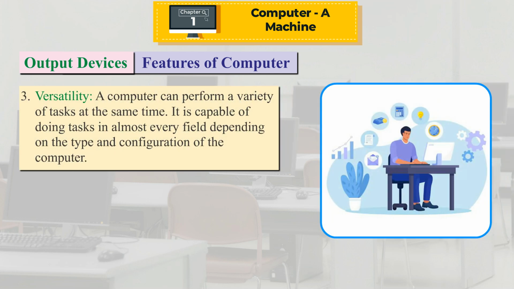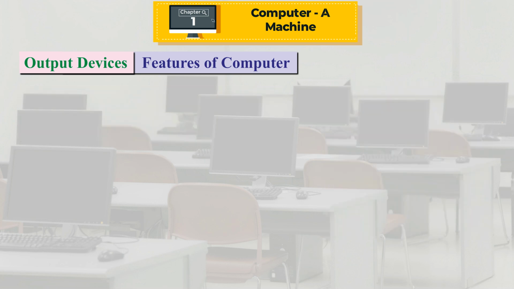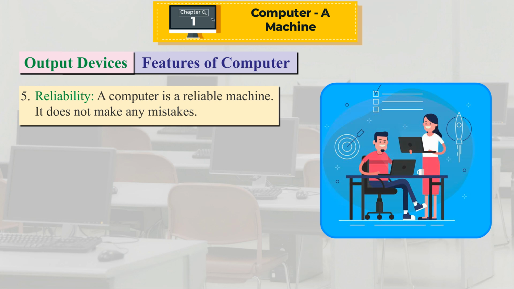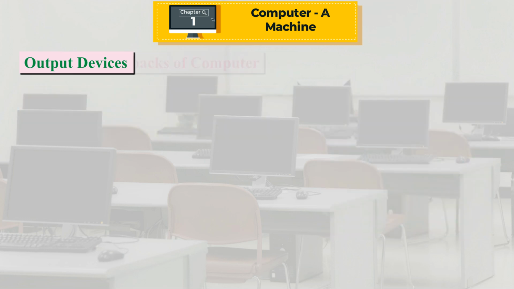3. Versatility. A computer can perform a variety of tasks at the same time. It is capable of doing tasks in almost every field depending on the type and configuration of the computer. 4. Storage. A computer can store a large amount of data which can be accessed by the user at any time. 5. Reliability. A computer is a reliable machine. It does not make any mistakes. 6. Diligence. A computer never gets tired. It is capable of doing work without getting bored and tired.